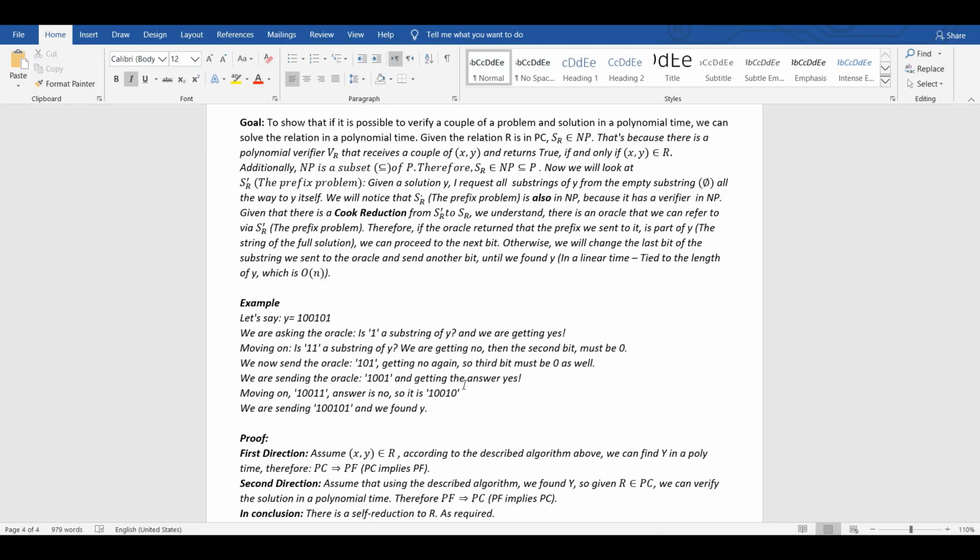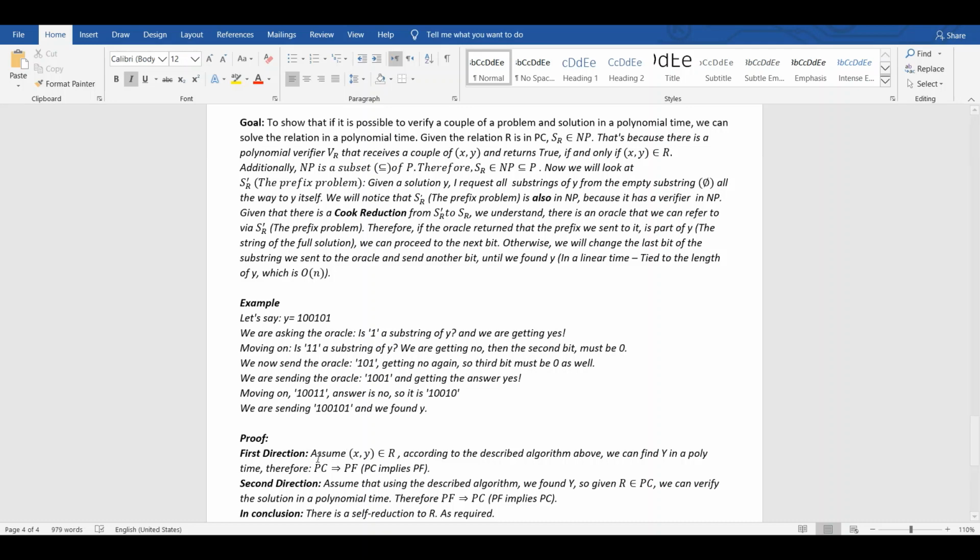10011. This is now what we're sending to the oracle, and we're getting the answer no, because the prefix of 5 letters of y is 10010. So we know that. Moving on, we're sending 100101, and finally we found y. Good.